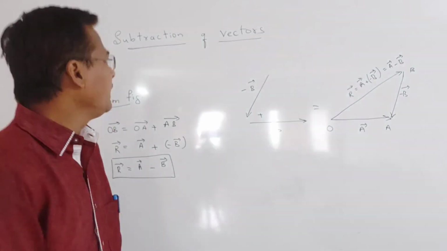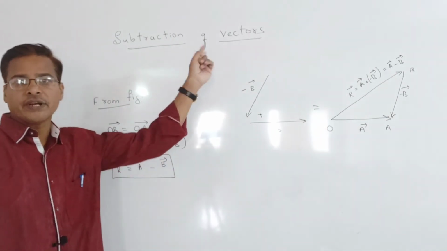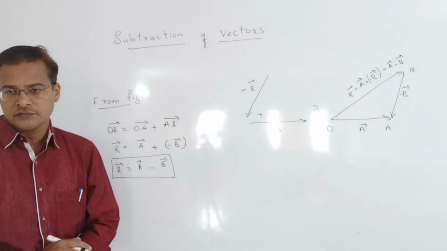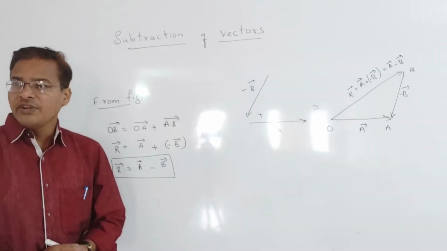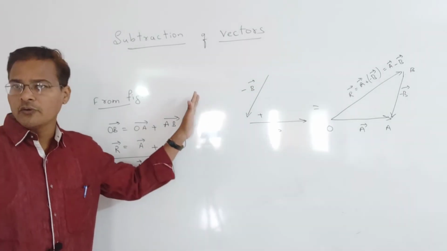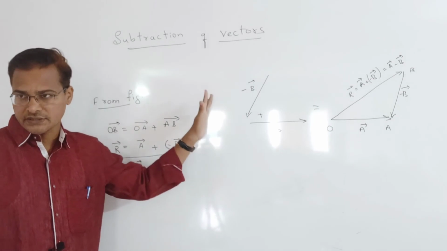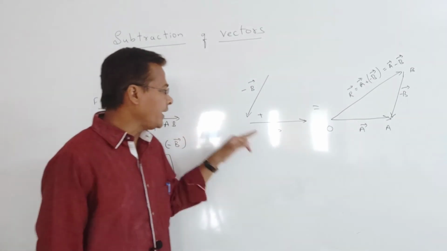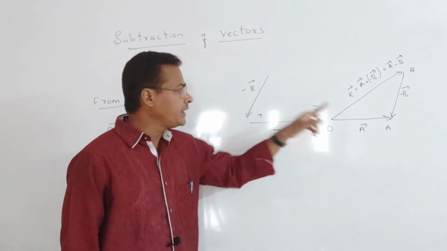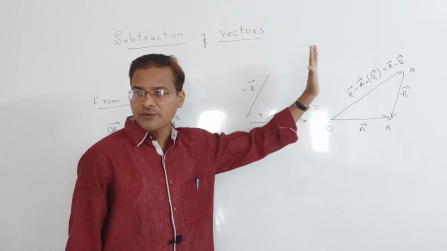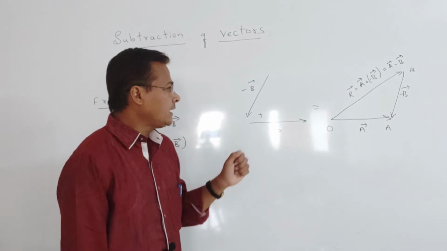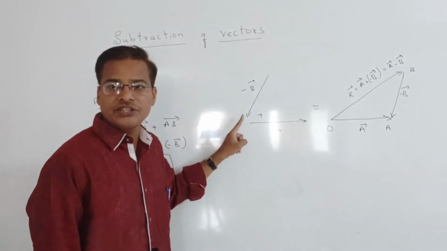See here, subtraction of two vectors means subtraction of vectors. As earlier we did the triangle of vector addition, the same method here we are going to adopt for the subtraction of vectors. When you add A vector and B vector, the resultant vector is A vector plus B vector, we got it in triangle of vector addition. But now you can see the direction is opposite.